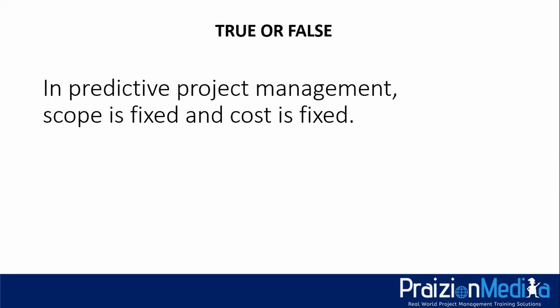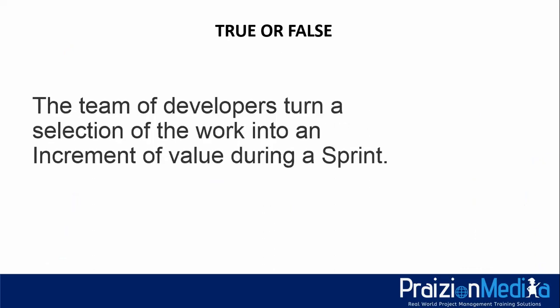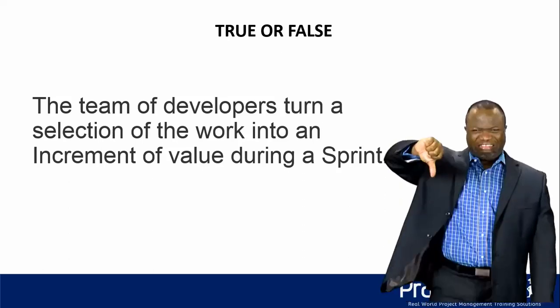Next question. In predictive project management, scope is fixed and cost is fixed. True or false? 3, 2, 1. That is a false statement. In predictive project management, scope is fixed, period. Schedule and cost are flexible. Make sure you take a look at that inverted iron triangle from the world of DSDM in your Agile practice guide. Next one, true or false? The team of developers turn a selection of the work into an increment of value during a sprint.